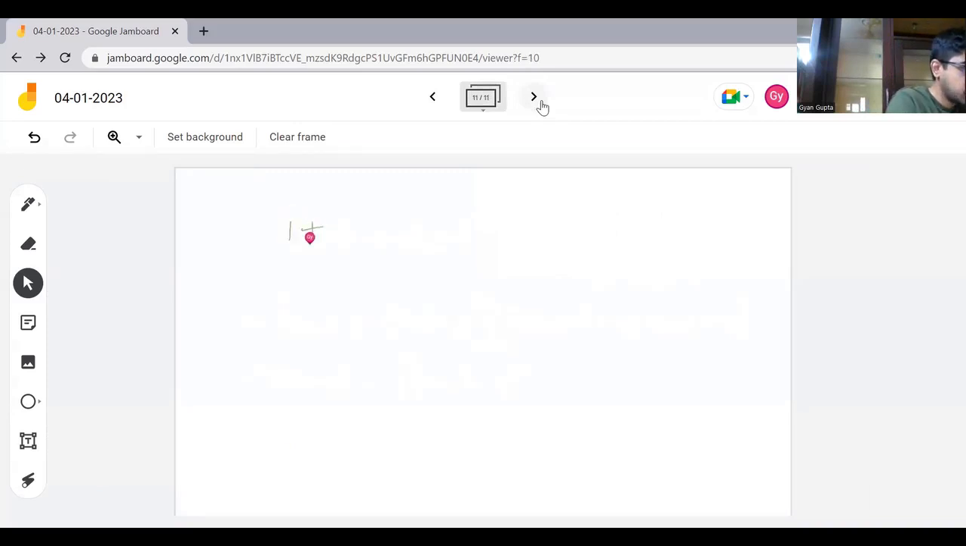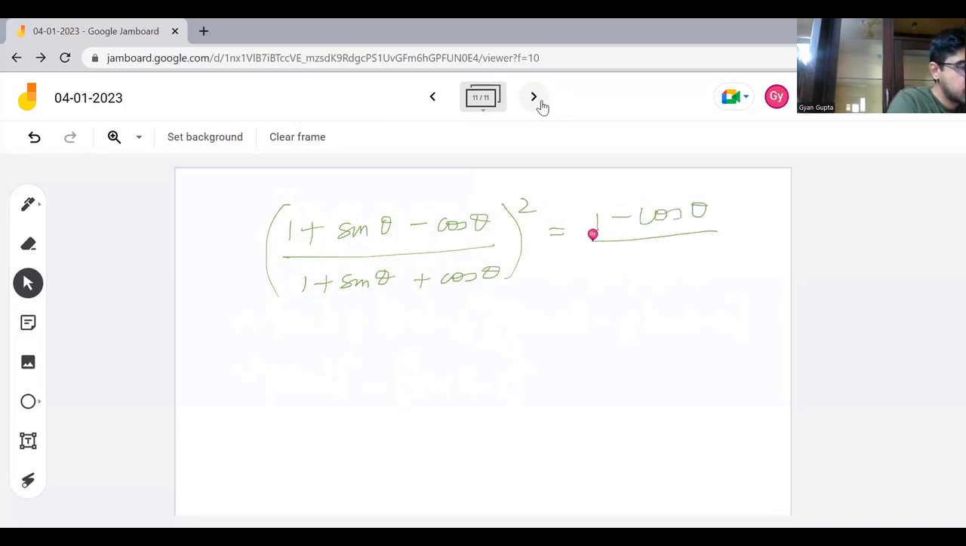1 plus sine theta minus cos theta by 1 plus sine theta plus cos theta, the whole square is equal to 1 minus cos theta by 1 plus cos theta. Look at the LHS and the RHS. LHS has a square, RHS does not have a square. Also, 1 minus cos theta, 1 plus cos theta.